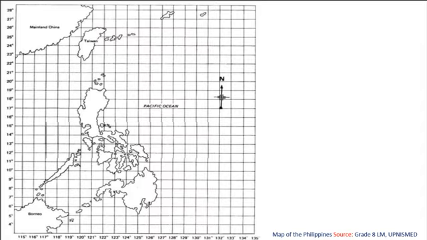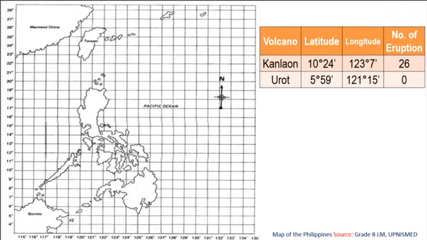So the first thing to do is to get your Philippine map, your printed Philippine map or any drawing of that. And you have to follow the table that I have presented. So I will just give some example. Canlaon and Orot is the volcano that I'm going to use in my example. So here in this table, you can see the latitude and the longitude of Canlaon and Orot and also their number in terms of historical eruption. So the latitude and longitude are the coordinates that will help us to locate Canlaon and Orot from the Philippine map. So the second thing to do is to find the latitude.